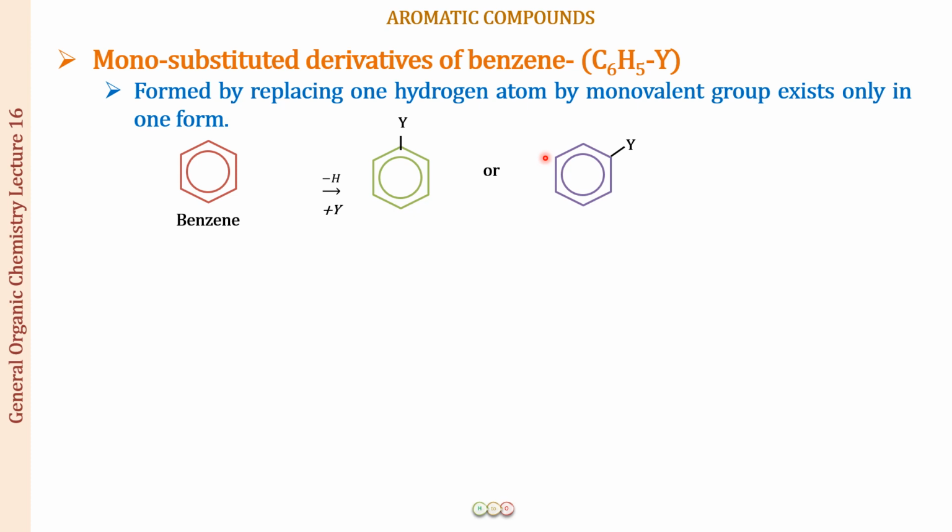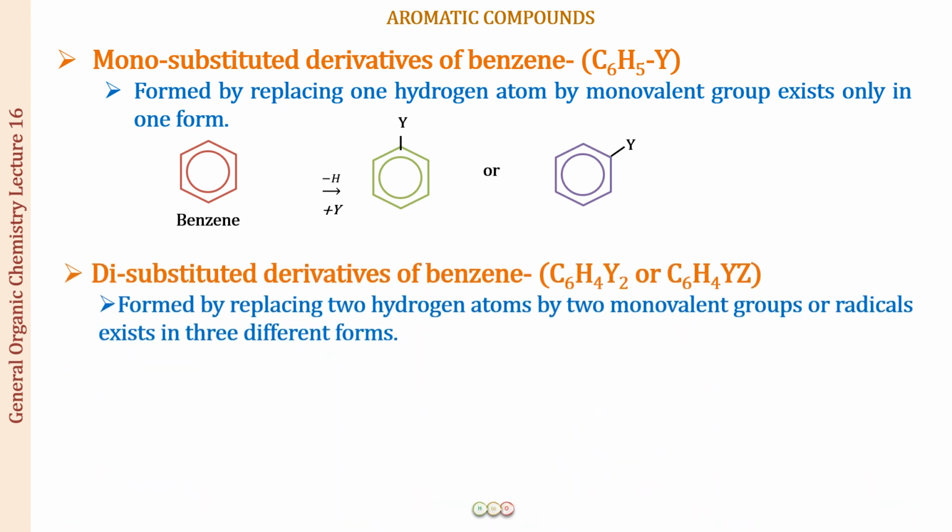But actually, when you start the numbering of the carbons, you will be starting the numbering where this Y is present. So this is carbon number 1. This would be carbon number 1 if you put a Y over here. So essentially, it is going to be just one compound, one structure, one form. Okay. So the mono-substituted derivatives of benzene exist only in one form.